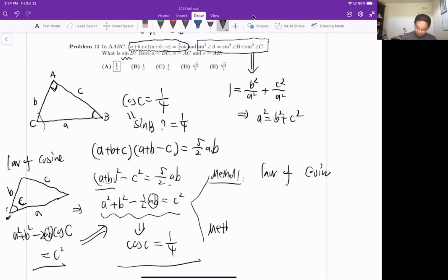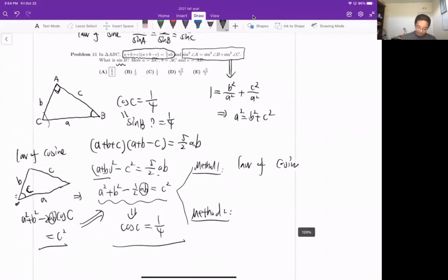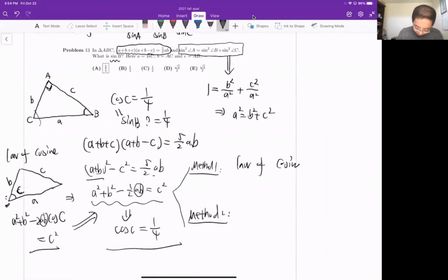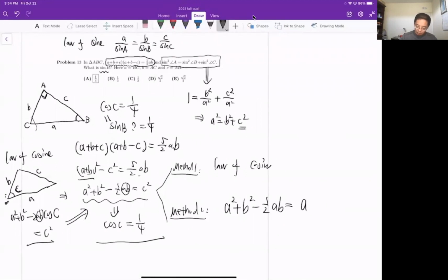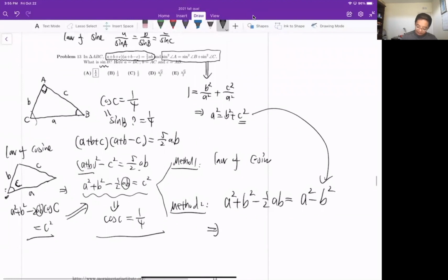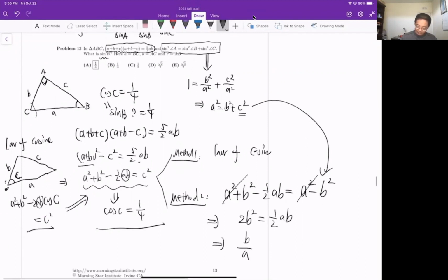Now, method two, we can further simplify. Let's say we don't know law of cosine. Then we can also do a squared plus b squared minus 1/2 ab equals c squared. But c squared is just equal to a squared minus b squared, right? So we will use the equation here. And this will give us, we cancel a squared from both sides, we'll get 2b squared equals 1/2 ab. And then we just get b over a equals 1/4.